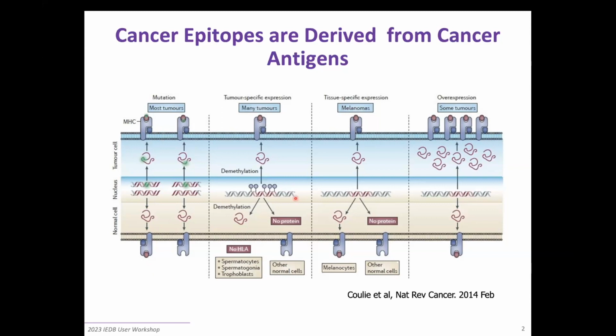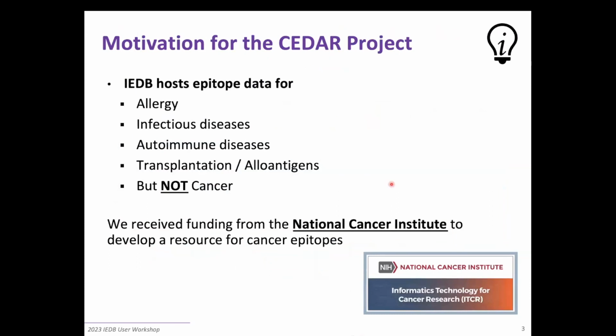So all of these different tumor antigens are very important for cancer research. They are important to understand how the tumors develop and how they can be better treated, and to also develop immunotherapies specifically. So the motivation for the CEDAR project, as Nina mentioned, is that we have the IEDB, which is a great database for all things epitope data related, but cancer was never part of the IEDB. So we received the funding from the National Cancer Institute to develop a resource specifically for cancer epitopes. Basically, we do the same as we did for the IEDB over the past 20 years, but now specifically for cancer.